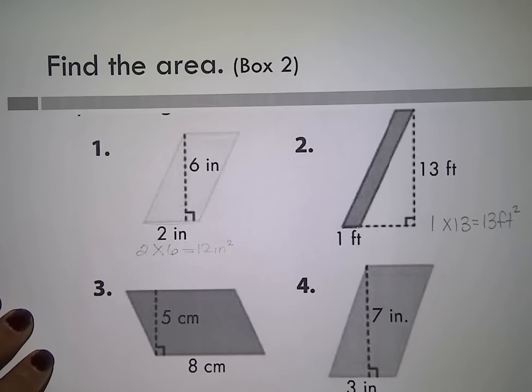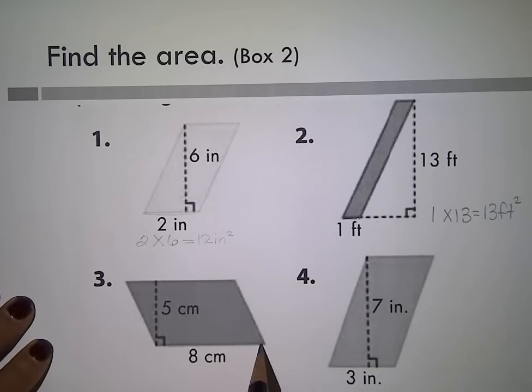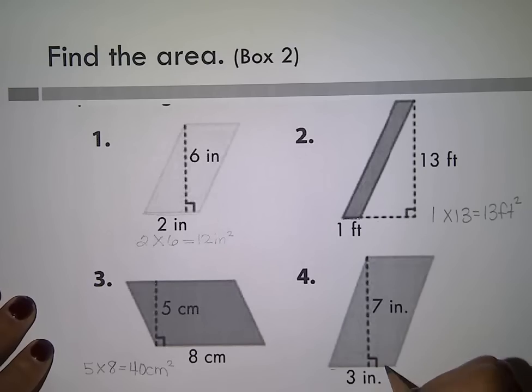Let's try another. Let's try number 3. The base is 8, the height is 5. So 5 times 8 equals 40 centimeters squared. And last one, number 4. The base is 3 and the height is 7. So 3 times 7 equals 21 inches squared.